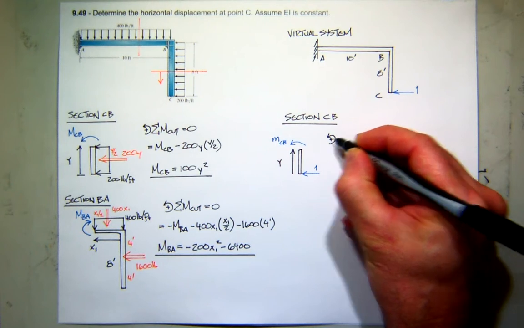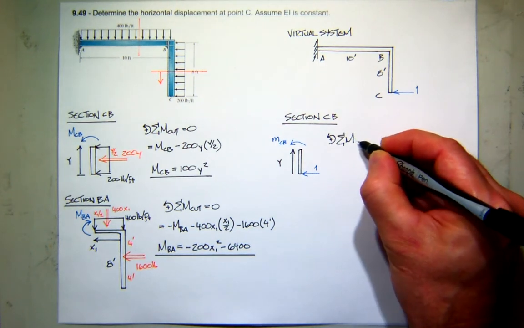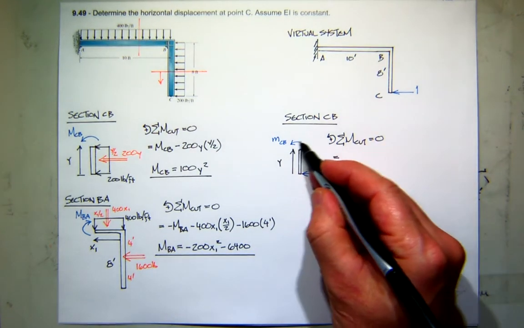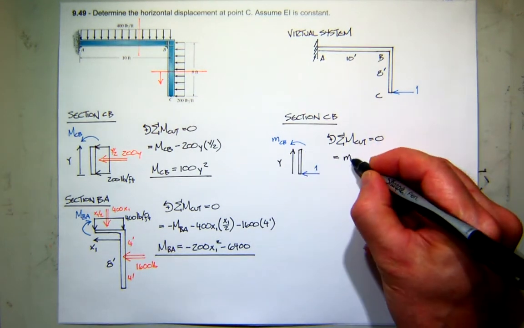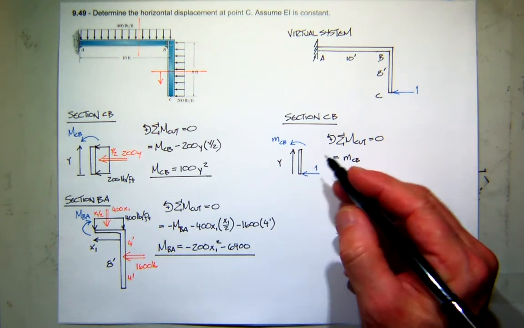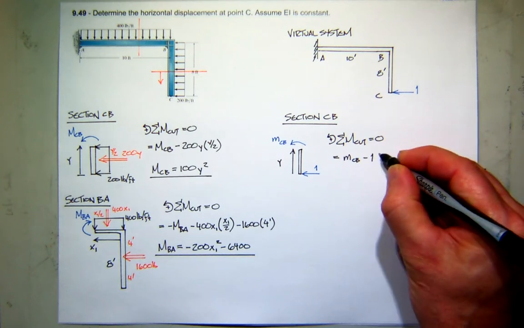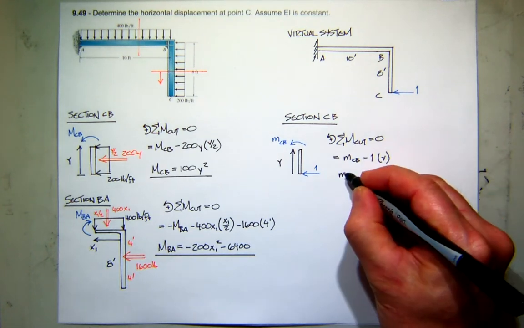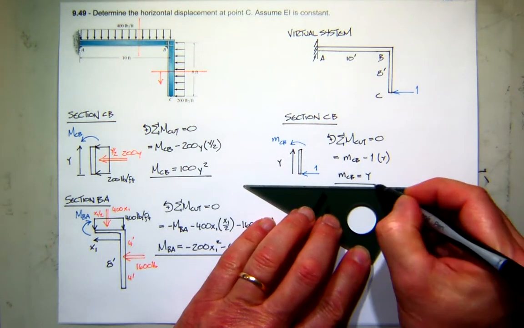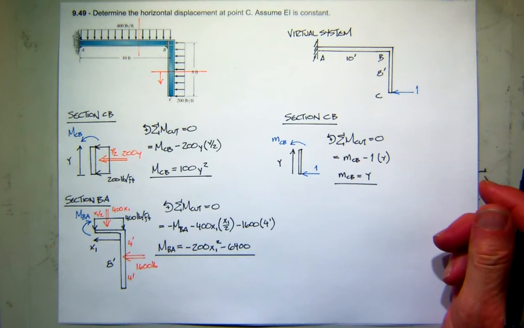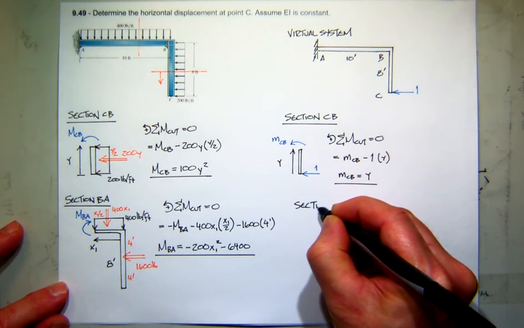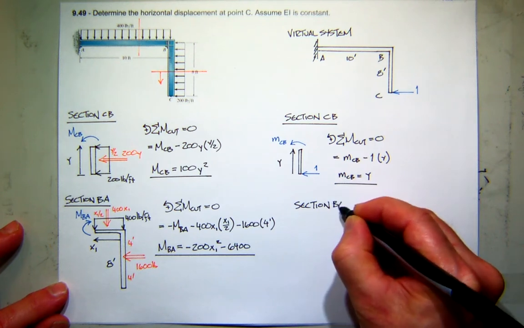So if I sum moments, I'll assume right-hand rule for my sign convention. I'm going to sum moments at the cut and make sure I'm at 0. When I do that, I have the internal moment, which is positive, the virtual moment at CB. And then the only other force on the system is the unit load, which creates negative moment with a moment arm of y. So it looks like my virtual moment CB is simply equal to y. Not so bad.